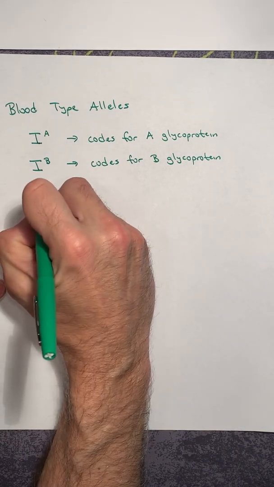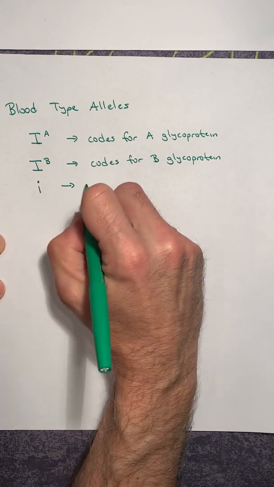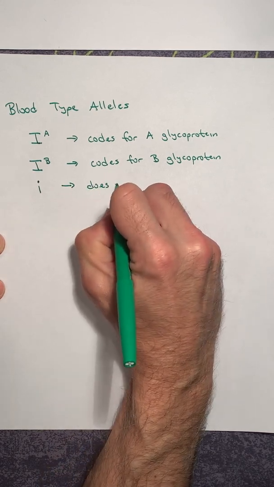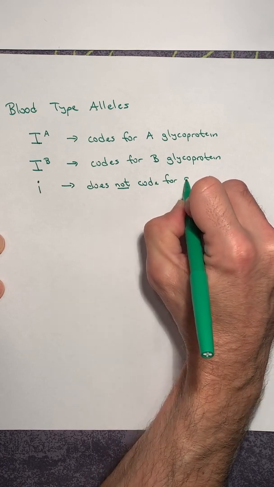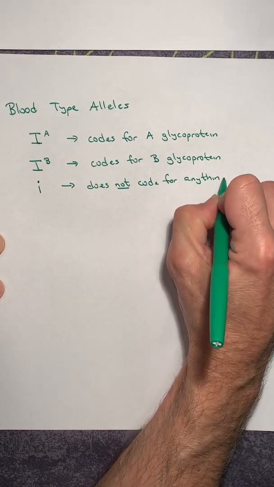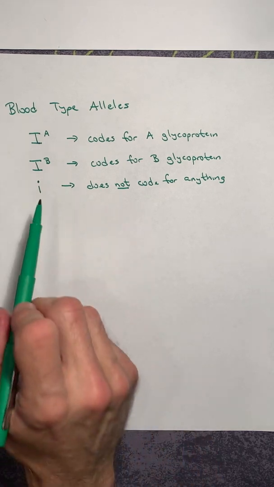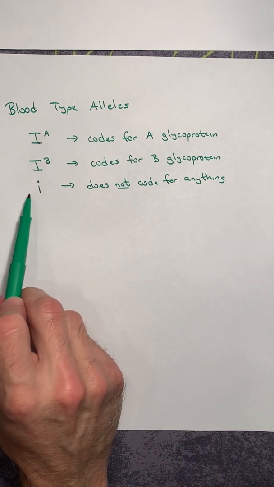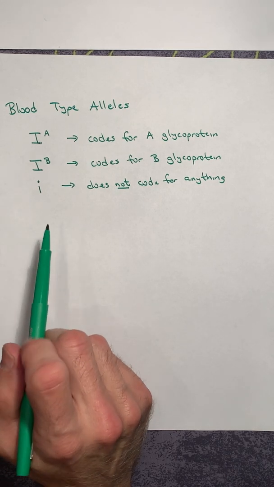So how we write that is a lowercase i. And so the lowercase i does not code for anything. It's a placeholder, it's a blank. So I'm type O blood. I don't have an allele to express any kind of glycoprotein in my red blood cell.